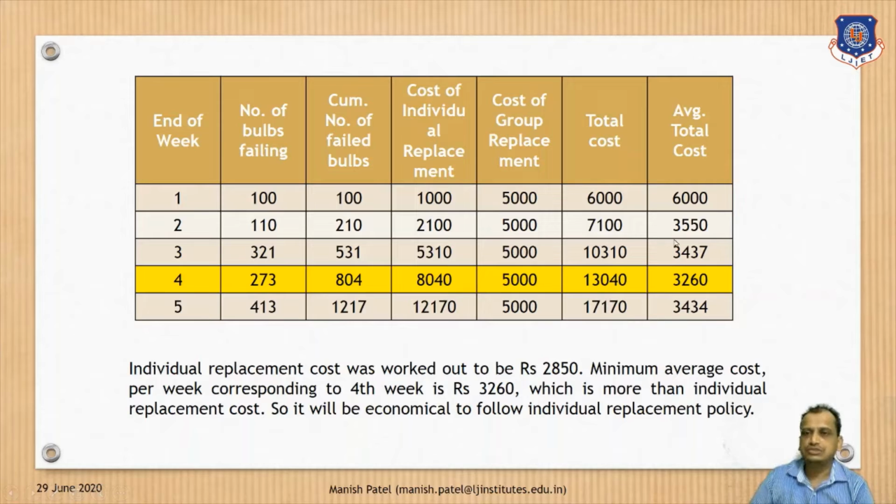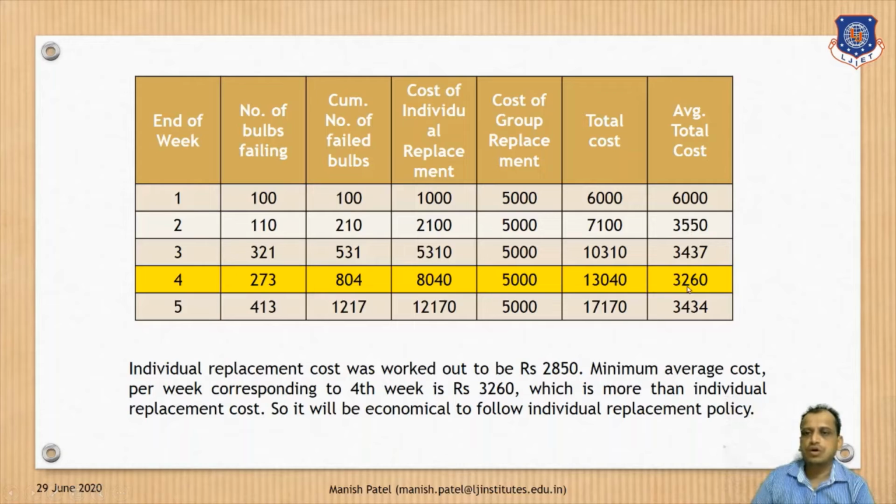What is the average total cost? How do you find this? If you remember, you divide the total cost by the end of the week. Here it is 1, so 6000 divided by 1 is 6000. 7100 divided by 2 is 3550, and accordingly you will get these values. Can you see the trend here? Yes, it is decreasing, decreasing, decreasing and then increasing here.